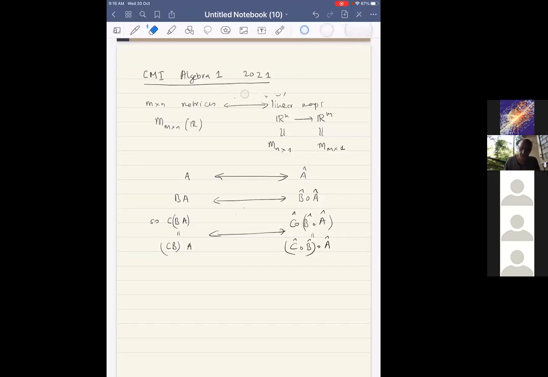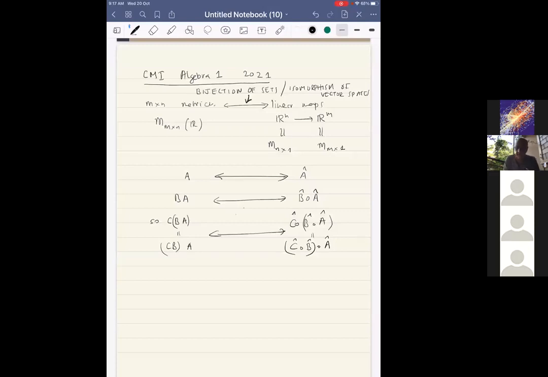And then below I write, so this is important, so let me write it in capitals: bijection of sets, isomorphism of vector spaces. Out here.